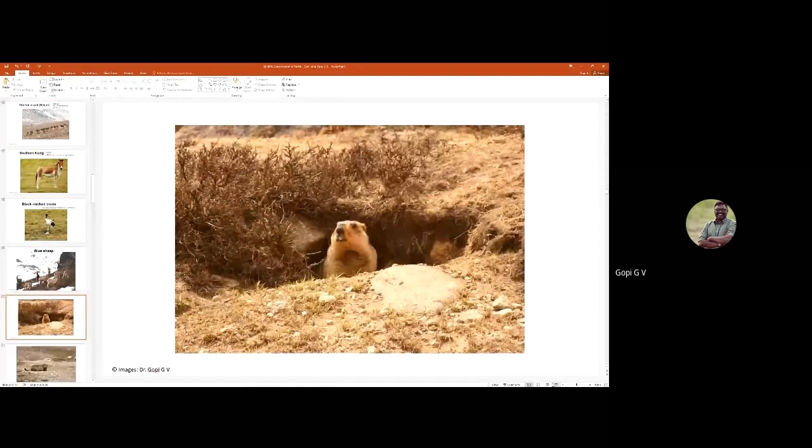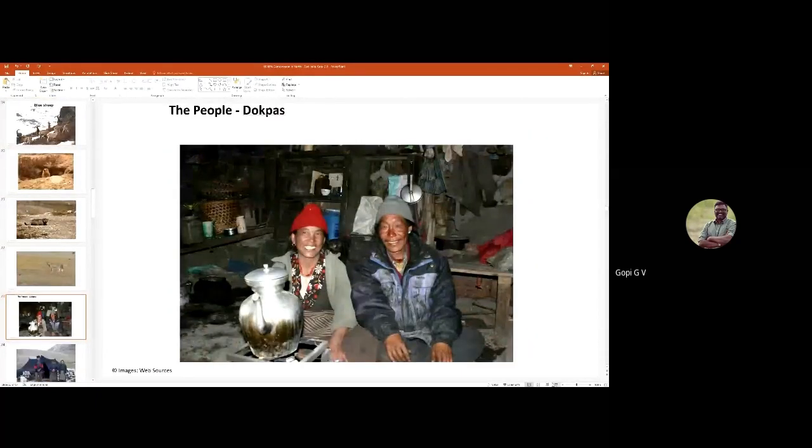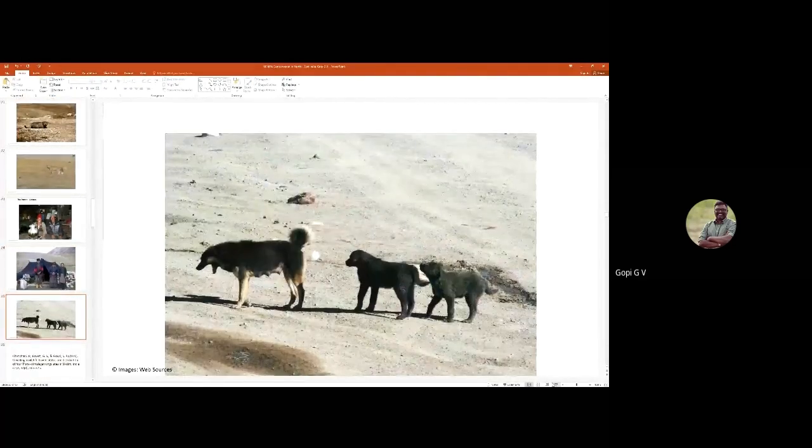You have blue sheep, you have Himalayan marmots, the Pallas's cat, and you have red foxes. There are yak herders there who are inhabitants of this place. Of late, there have been a lot of issues, a lot of roads are coming into this area. When roads come into a pristine area, the first impact is that it brings a lot of free-ranging and feral dogs into the landscape. Once the free-ranging dogs come in, we have plenty of scientific literature on how these dogs can impact native wildlife and biodiversity. So there are conservation issues that come into this landscape.